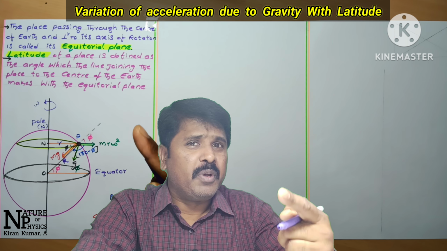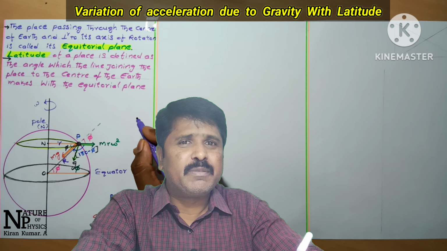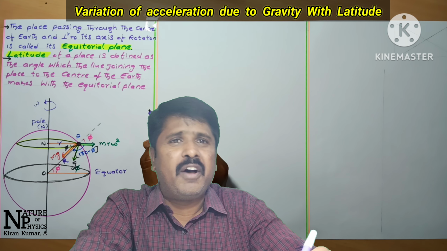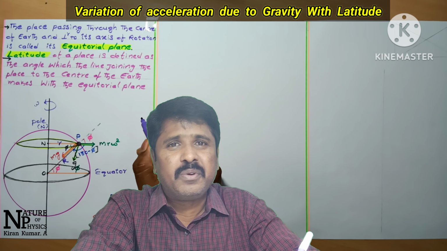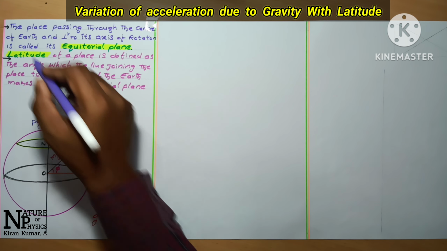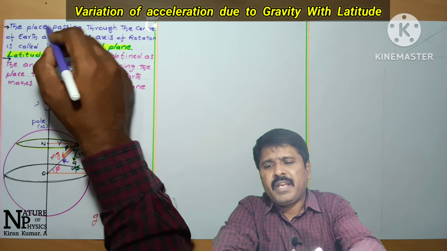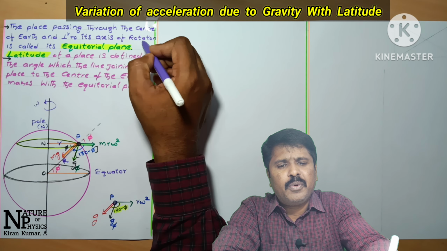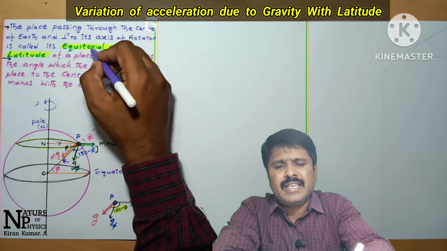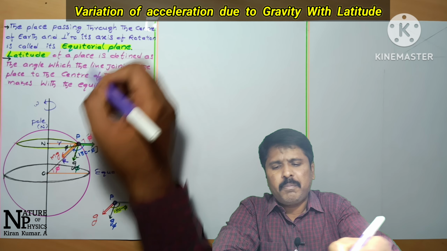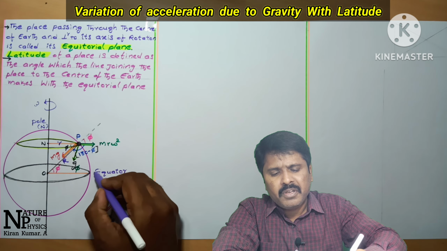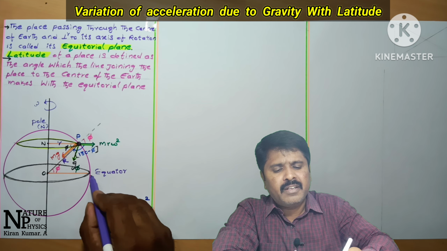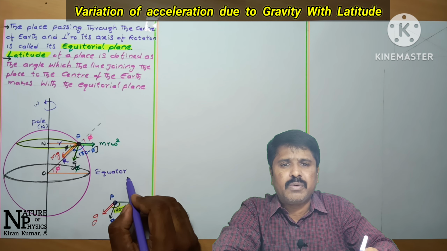See students, I am going to explain, with a neat diagram and explanation, the variation of acceleration due to gravity with latitude. First, the plane passing through the center of the earth and perpendicular to its axis of rotation is called the equatorial plane. This is the axis of rotation, this is the equatorial plane, and this is taken as the equator, students.